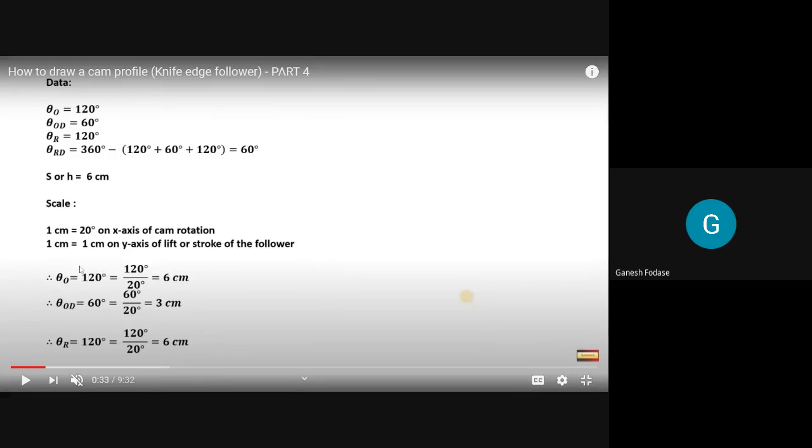This means the 120 degree of outstroke is represented on the displacement diagram by 6 centimeter. Similarly, divide the angle by 20 degree for the dwell as well as the return stroke, and we get the distance in centimeter during which rise, dwell, and return occur. So this distance you have to find out by dividing the given angle by the scale, that is 20 degree. The first step is clear. We have to consider a suitable scale for drawing the x and y axis.